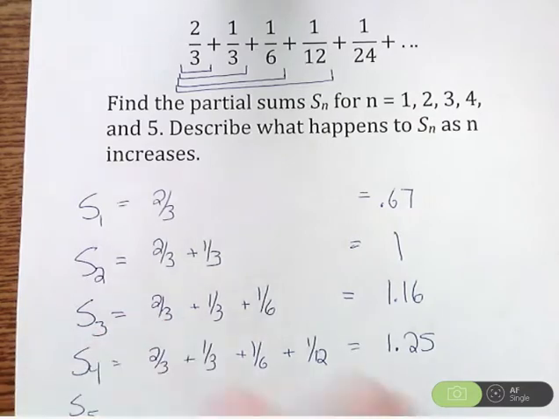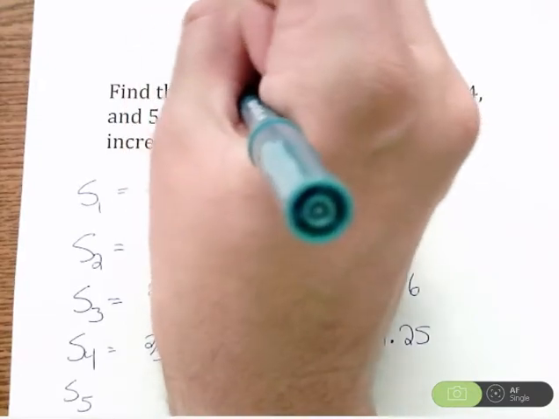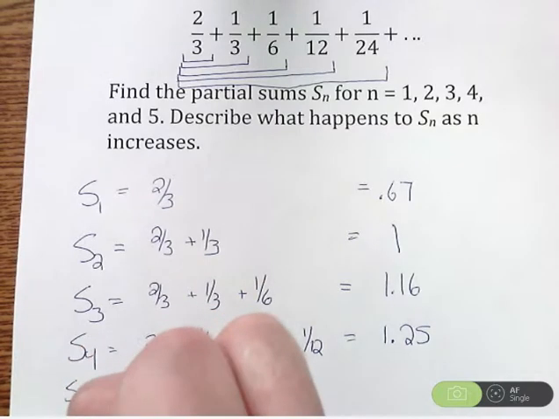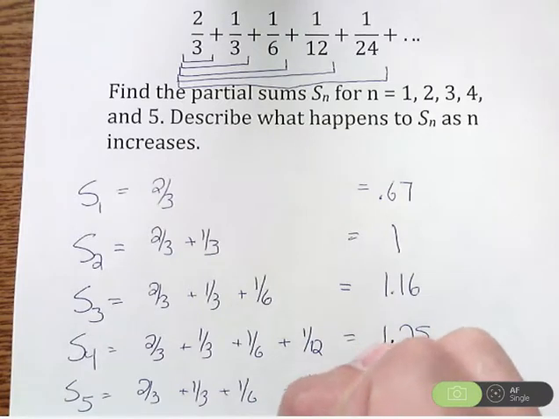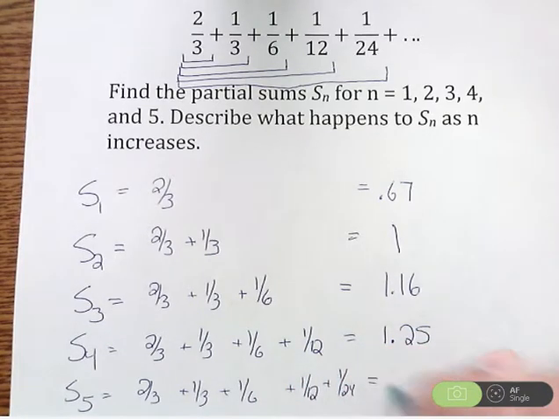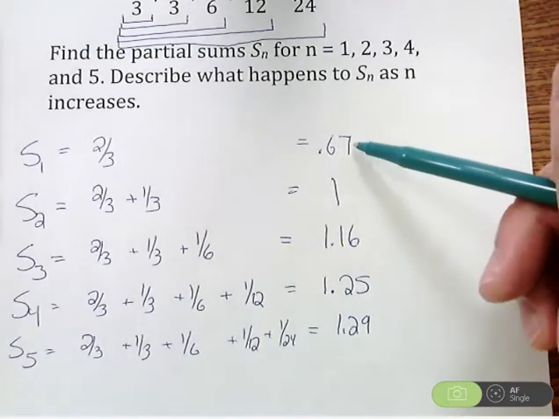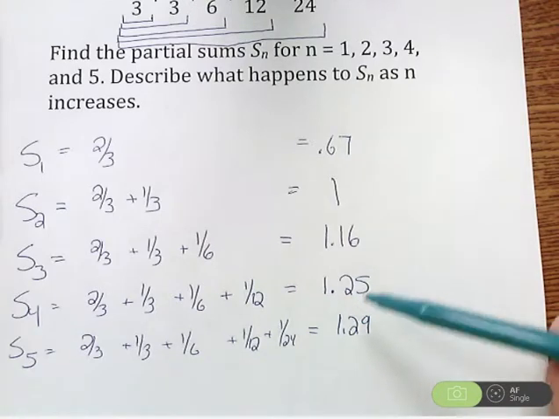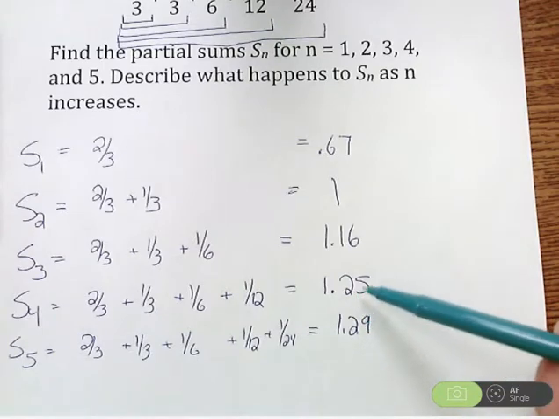So S5 is going to be the sum of the first 5 terms. So we're going to take 2/3, 1/3, 1/6, 1/12, 1/24. And when you add those up, you get 1.29. So you notice how as the n got bigger, we increased, but we really started slowing down. And we're really starting to slow down towards the upper 1.2 area, 1.25 to 1.29.